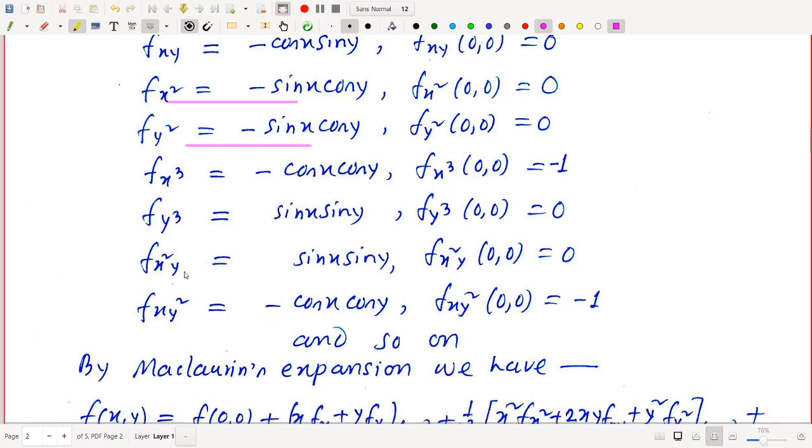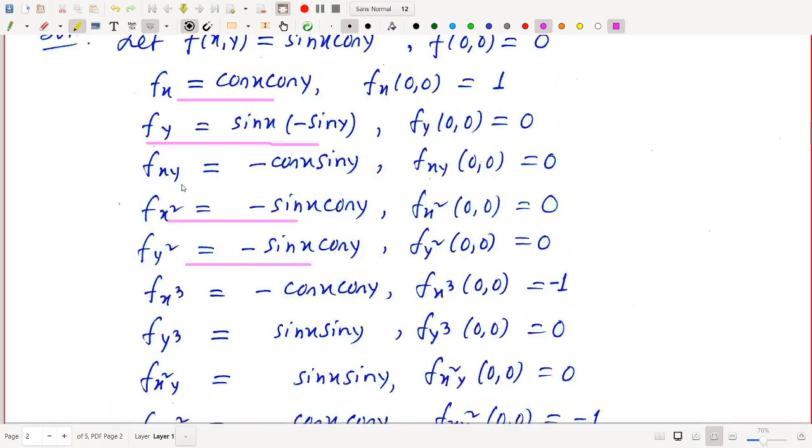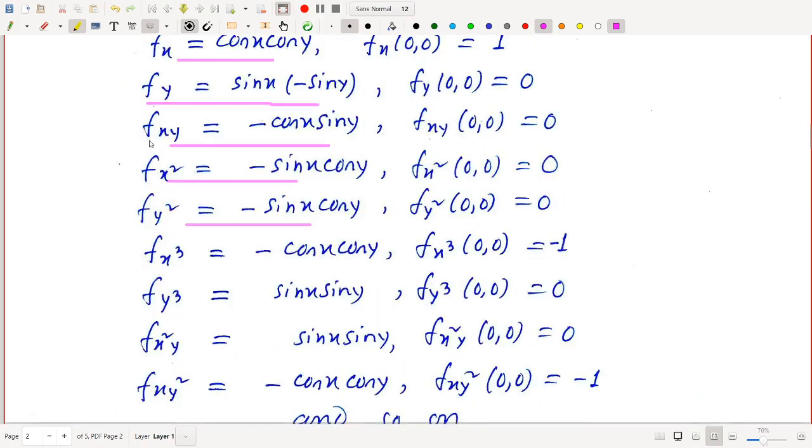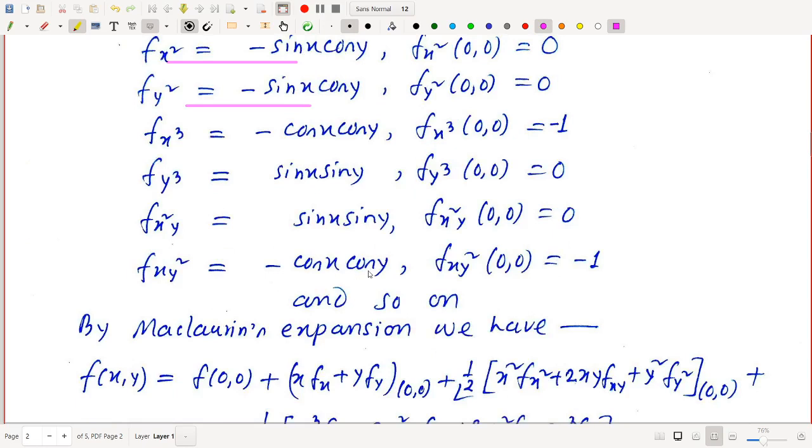Then f suffix x square y means if we differentiate this f_xy again with respect to x, it will be f_xxy. So cos x's derivative is minus sin x, so it will be sin x sin y. See, f_xxy is sin x sin y, and sin 0 is 0, so the answer is 0. Then f_xyy means we differentiate f_xy again with respect to y. Sin y's derivative is cos y, so minus cos x cos y, and cos 0 is 1, so we get minus 1 here.